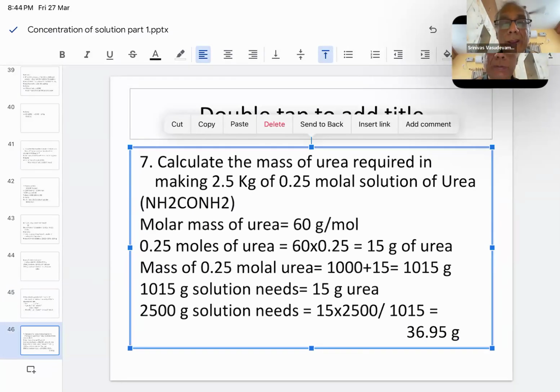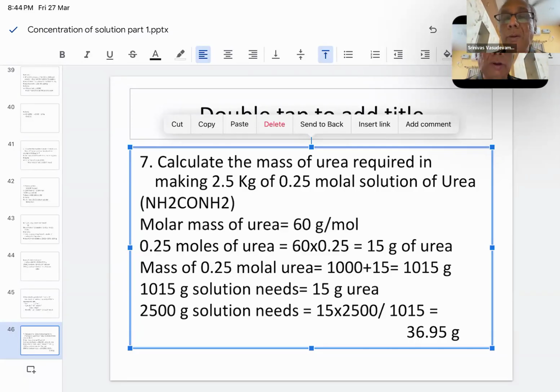Calculate the mass of urea required in making 2.5 kilogram of 0.25 molar solution of urea. Molecular mass of urea is 60 gram per mole here. It's given 0.25 molar solution of urea. 2.5 kilogram I have to prepare here, right? Mass of urea required in making 2.5 kilogram of 0.25 molar solution of urea.